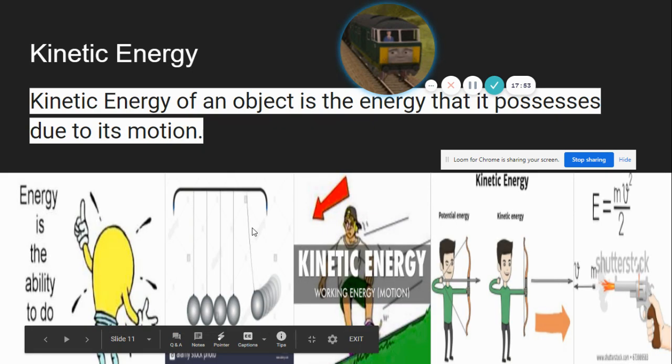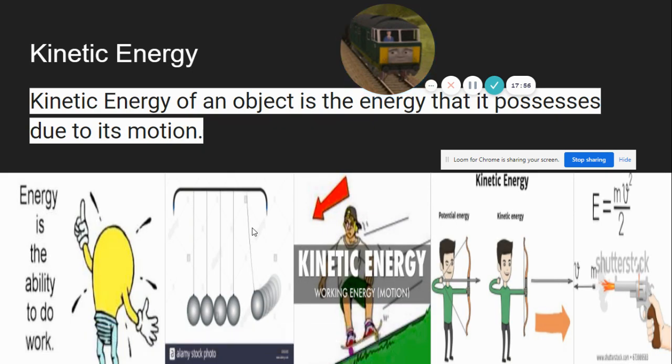All right, kinetic energy. Just like I told you, kinetic energy is about movement, like when things go really far and really alternate. Kinetic energy of an object is the energy that it possesses due to its motion.